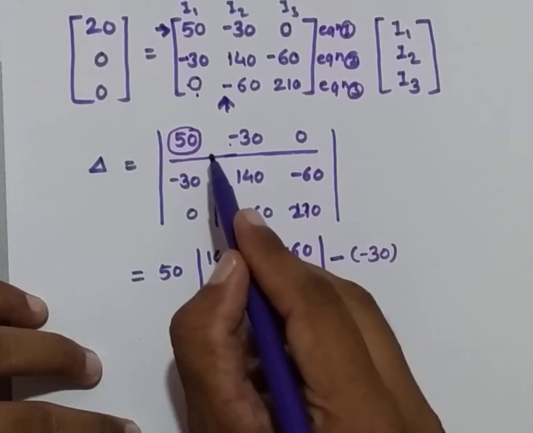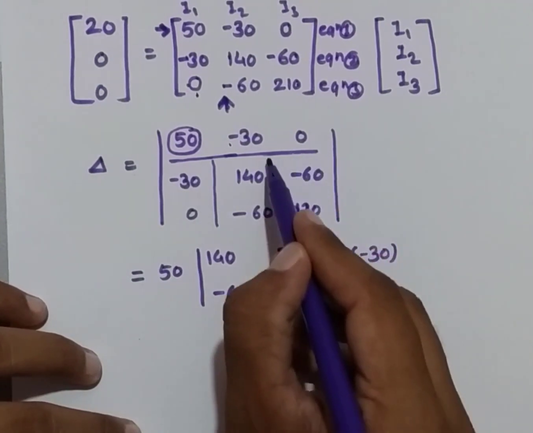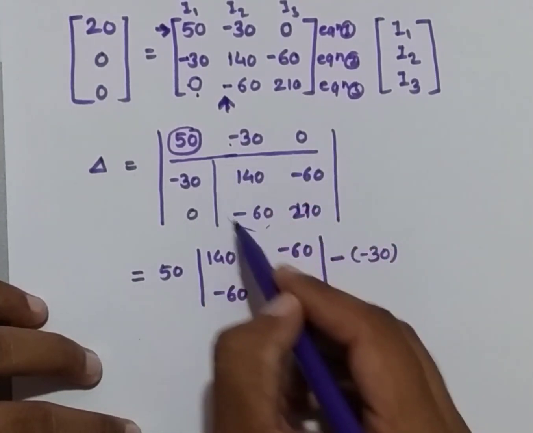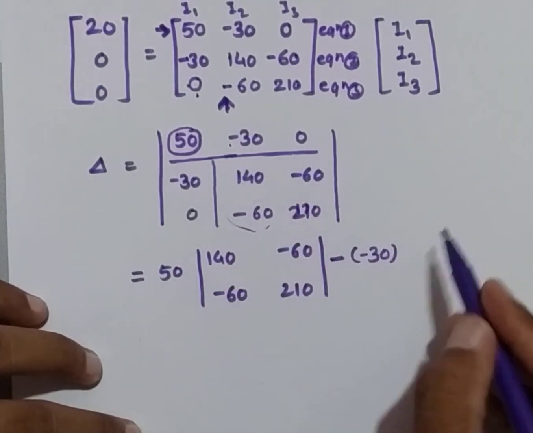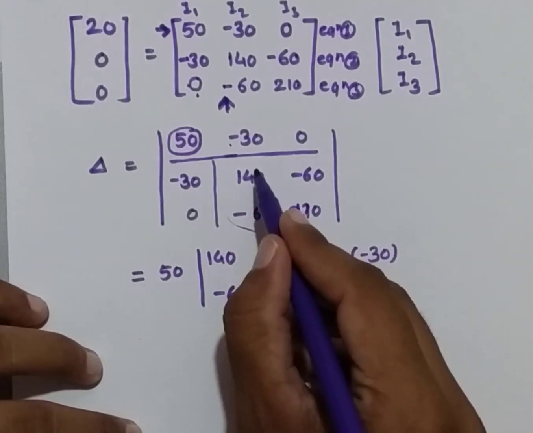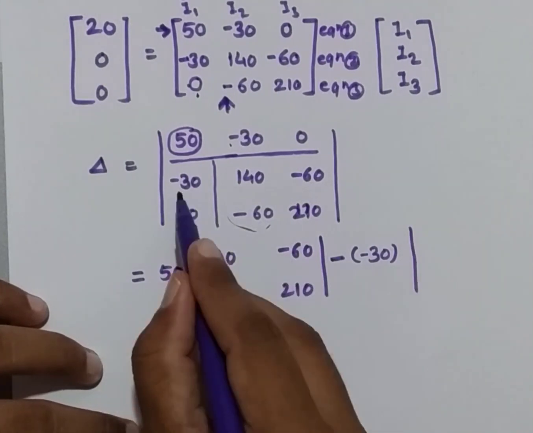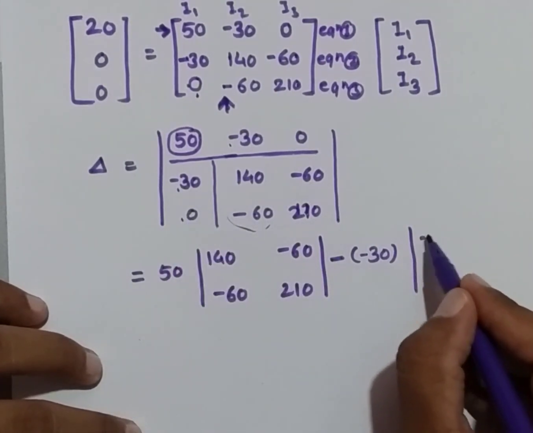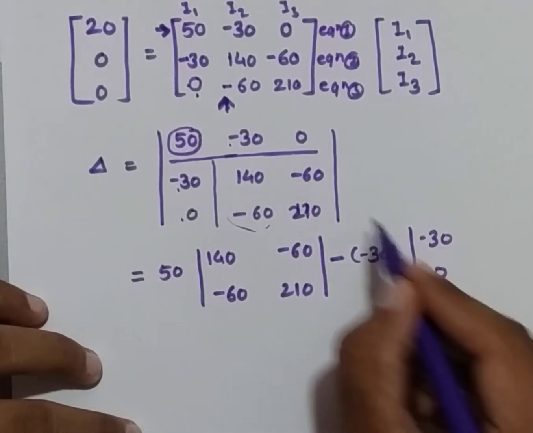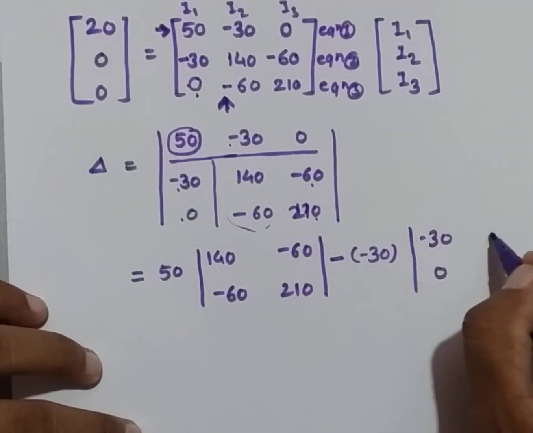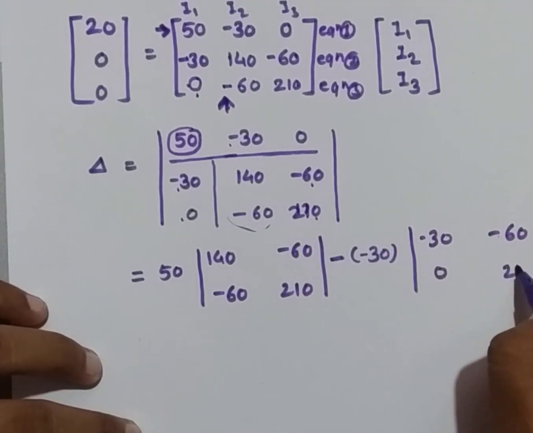Now you have to exclude this row and this column. The elements from column number 2 will be eliminated. So minus 30, 0 and minus 60, 210 will be the values.